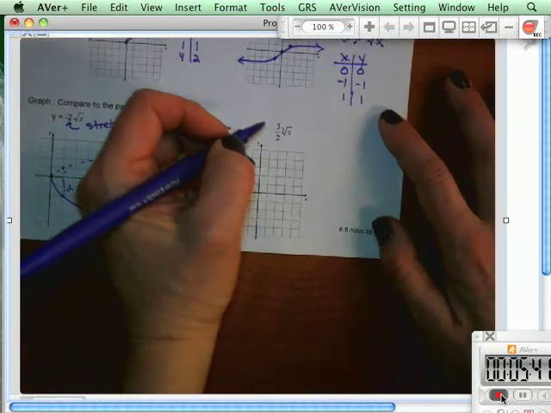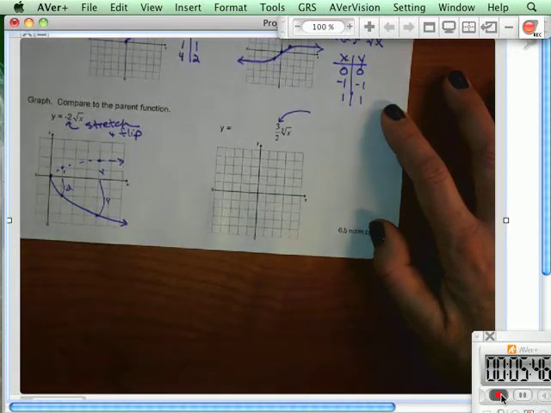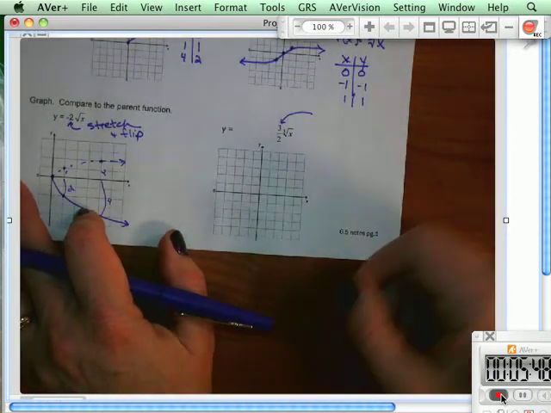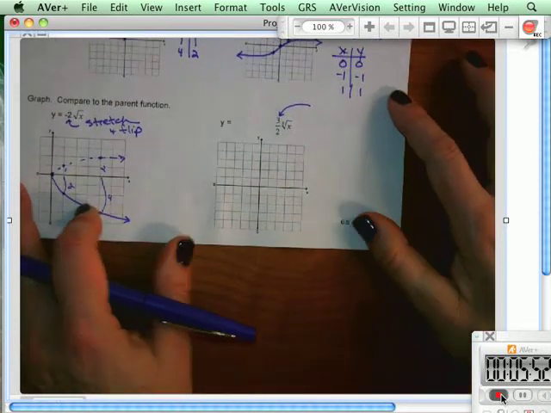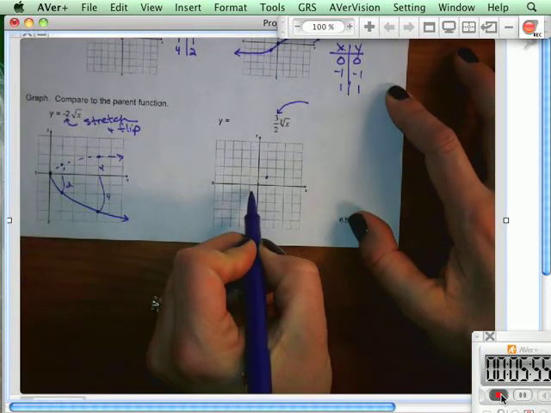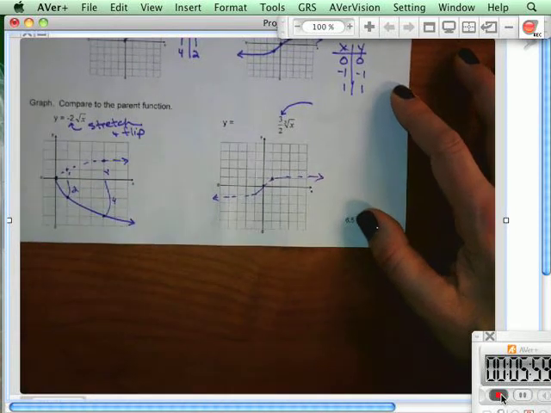All right, let's do another one. This is a 3/2. Is that greater than 1? So what's it going to do to my snake? Stretch it. It's going to stretch it. So I want you to draw the parent function. Just kind of sketch that. It's something like that. That's the parent function.